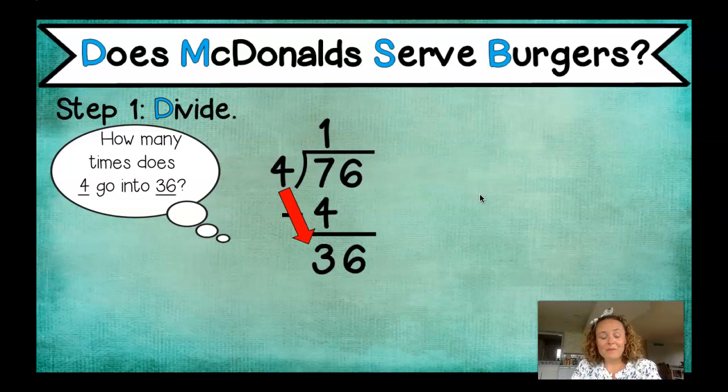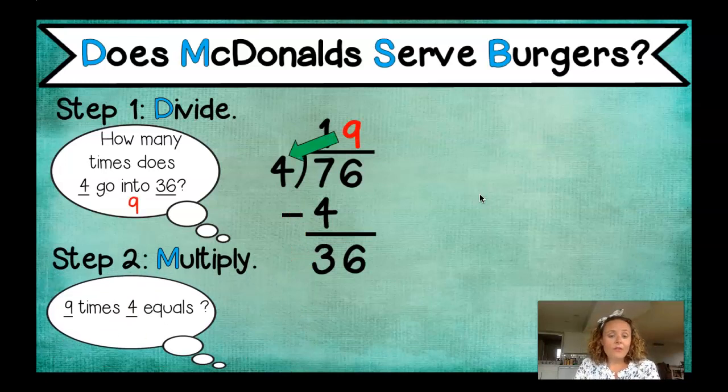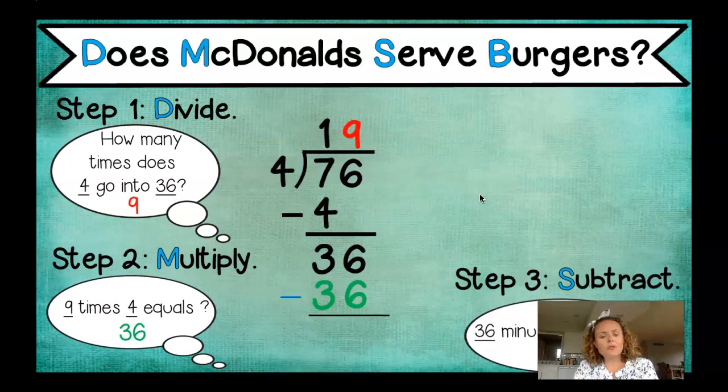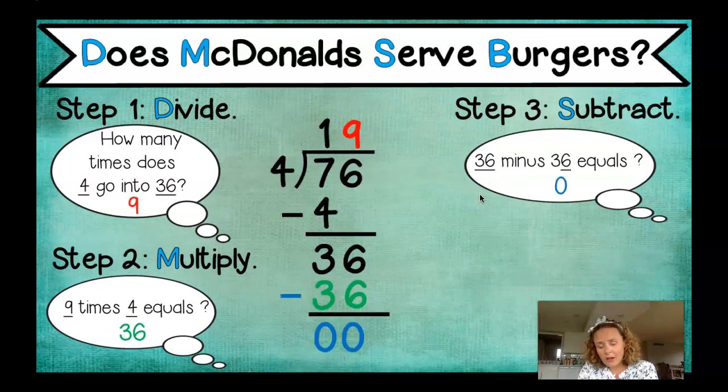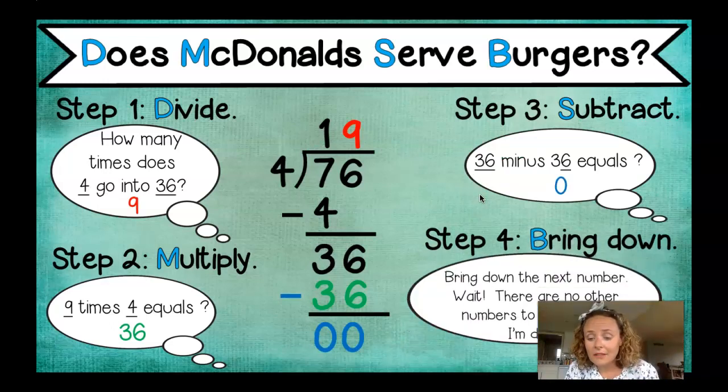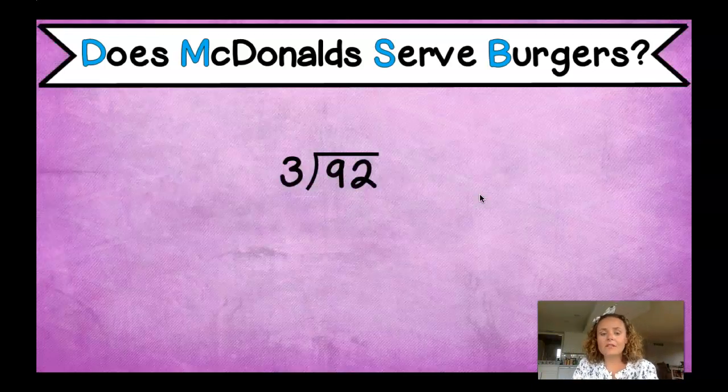Yeah, there's not going to be a remainder in this problem because 4 times what is 36? 9. Now we multiply. 4 times 9 is 36. Subtract it, no remainder. Whew, I don't know why I love when there's no remainder. Nothing else to bring down either, so we are done. There would be 19 bears in each of the 4 caves.